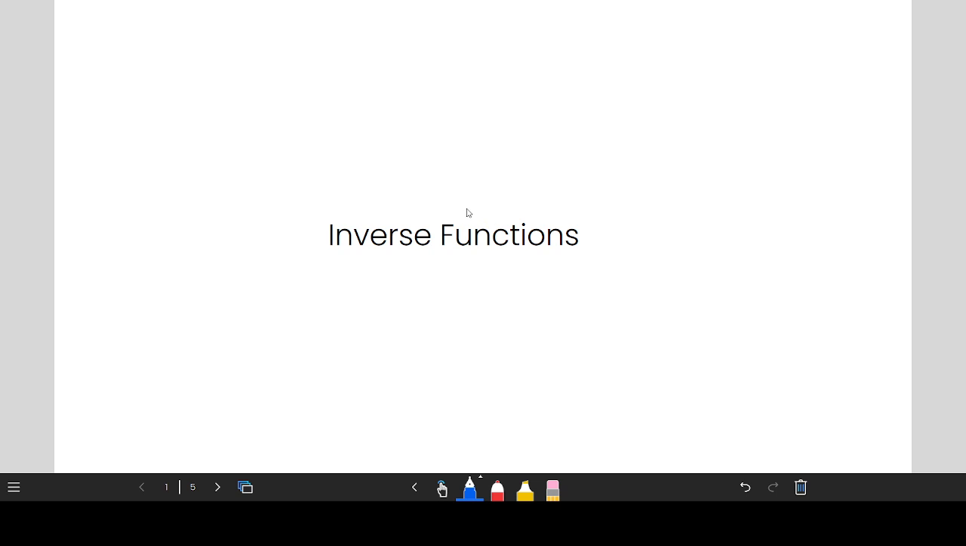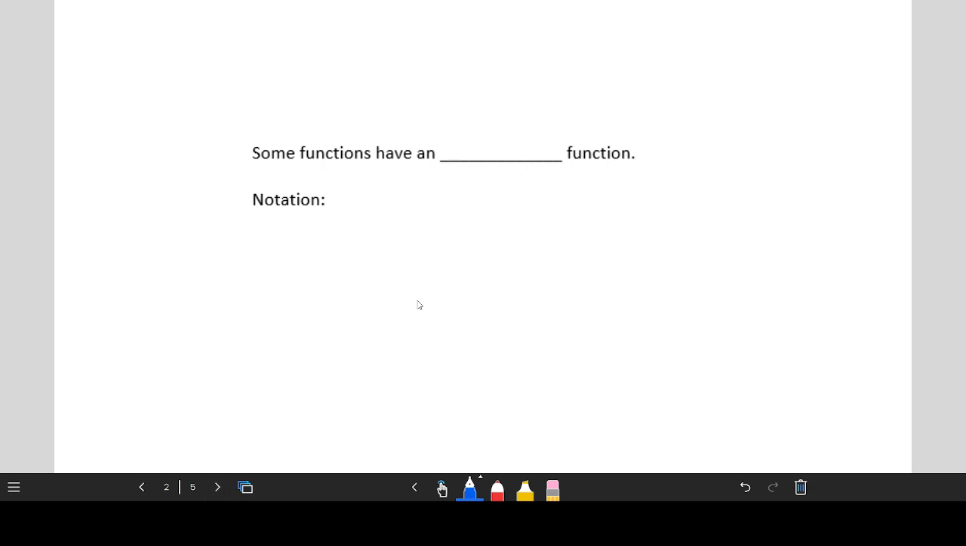In this video, we're going to begin discussing inverse functions. So some functions have an inverse function and some do not. That's one thing that we're going to look at in this video: when does a function have an inverse function and when does it not.